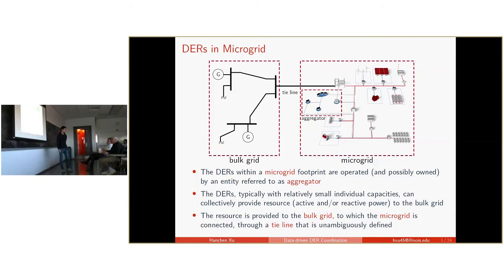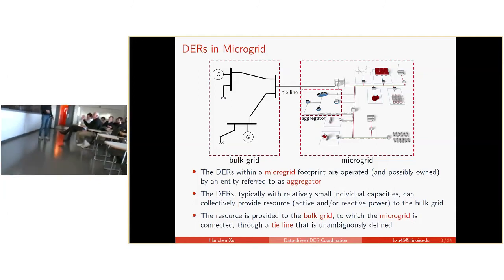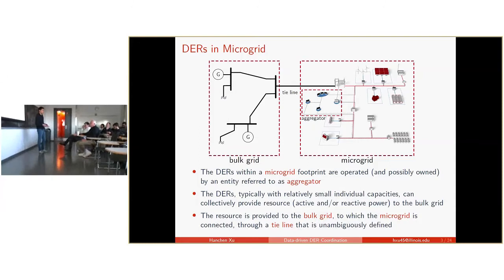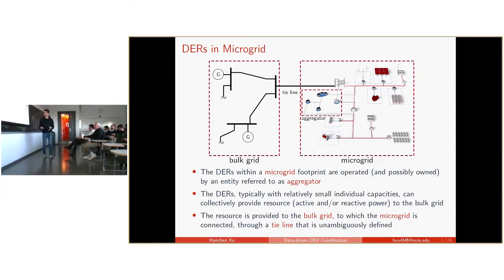As we are all aware, there are increasing chances of deploying distributed energy resources, short for DER, in the microgrid. The DERs in a microgrid footprint might be operated by an aggregator, and they might possibly be owned by the aggregator as well. These DERs typically have a very small capacity for each single one. So if they cooperate together, they can collectively provide some resource to the bulk grid through some tie line via which they are connected to the bulk power grid.